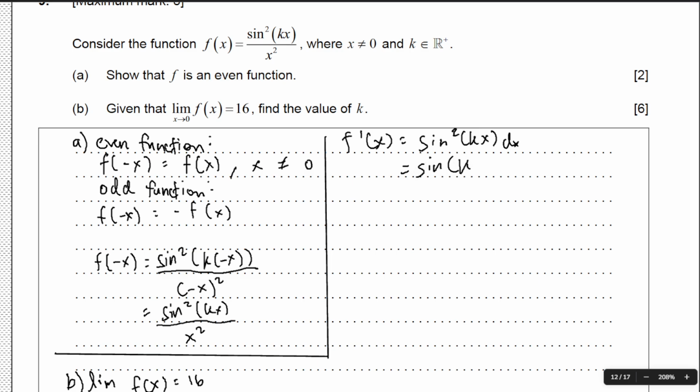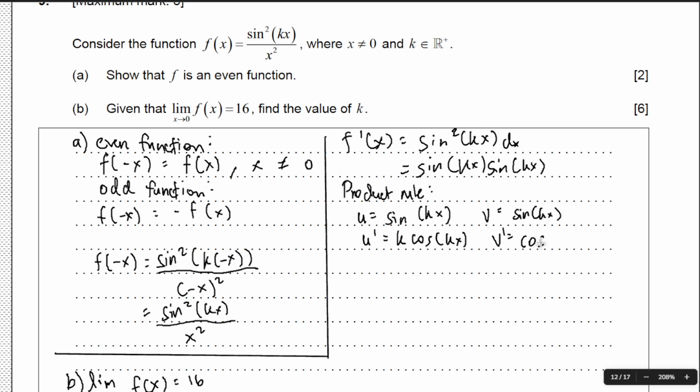And this would ultimately be the same thing as sine kx times sine kx, which, as you can see, would be pretty good for a product rule. So now we apply our product rule here, where u equals sine kx, u dash equals k cos kx, and our v would equal the same thing, sine kx. Our v dash equals k cos kx.